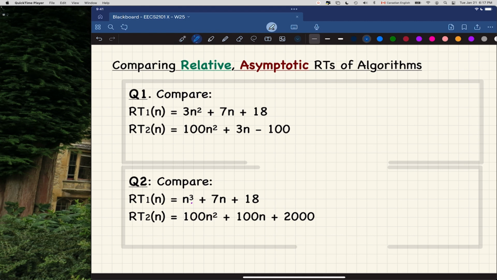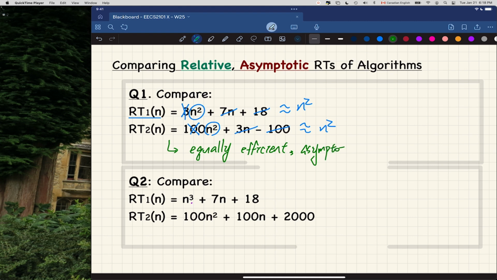For running time number 1, the highest power is actually n squared, compared with n to the power 1 and n to the power 0. Once you have identified that, you can drop the multiplicative constant and also drop all the lower terms. So this can be approximated as n squared. Similarly, for the second one, take the highest term, drop the multiplicative constant and the lower terms, and that will also be n squared. So asymptotically, these 2 algorithms are considered equally efficient. That's the conclusion. The context of asymptotically is very important, otherwise dropping the lower terms wouldn't make sense.